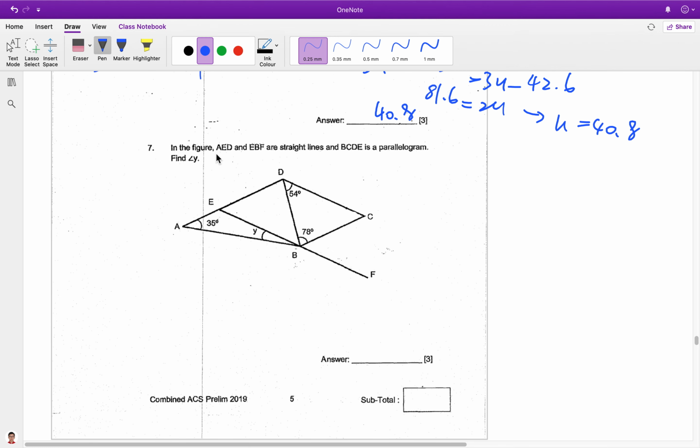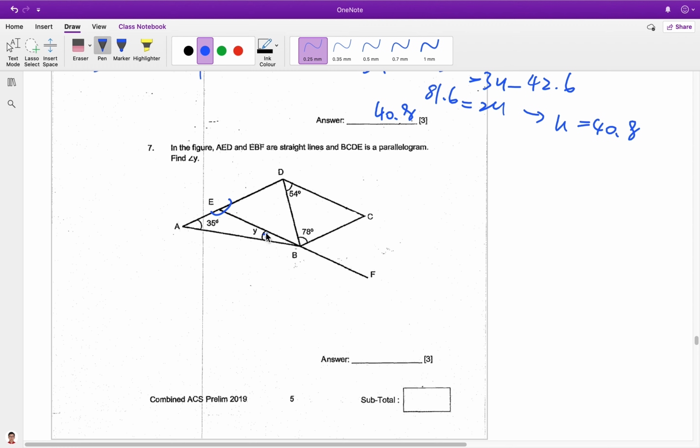Okay, question 7. In the figure, AED and EBP are straight lines. Means this one is 180 and this one is straight lines. This one is 180. And BCDE, this one is a parallelogram, right? Find Y, right? So here we need to take a look at this first.